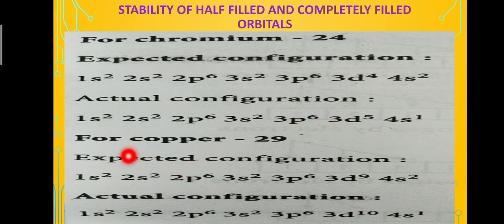Same way for copper, whose atomic number is 29. So the expected configuration is 1s2, 2s2, 2p6, 3s2, 3p6, 3d9, 4s2. But the actual configuration seems to be 1s2, 2s2, 2p6, 3s2, 3p6, and 3d10. So instead of 9, we have 3d10. That becomes a fully filled configuration, so that becomes more stable. So one electron from 4s2 is exchanged to the d orbital to increase the stability.